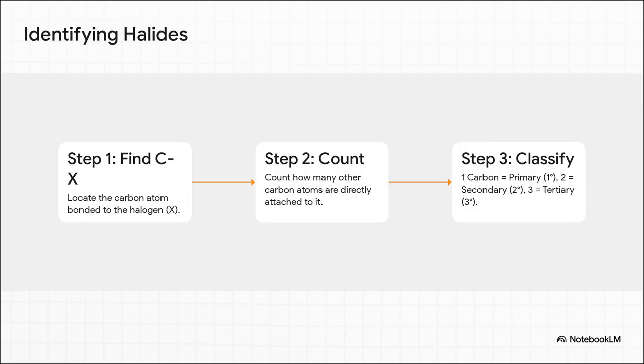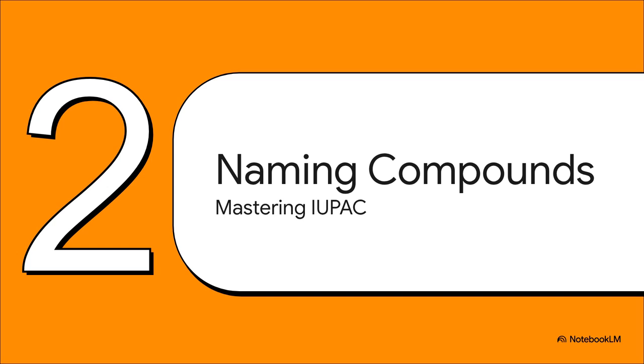This is a concept that always comes up in exams, identifying primary, secondary, or tertiary halides. The trick is simple. First, find the carbon that's directly bonded to the halogen. Then, just count how many other carbon atoms are directly attached to that carbon. If it's 1, it's primary, 2, it's secondary, and 3, it's tertiary. Easy marks, right?